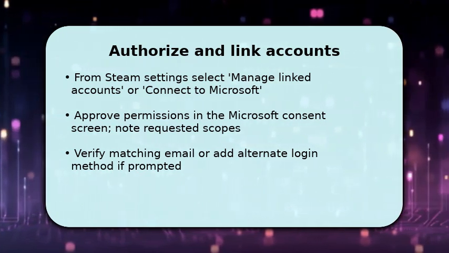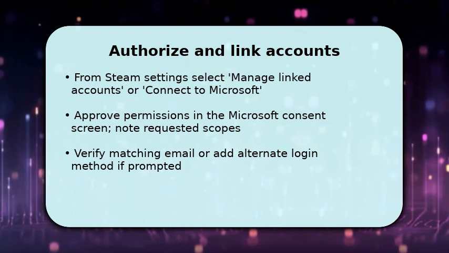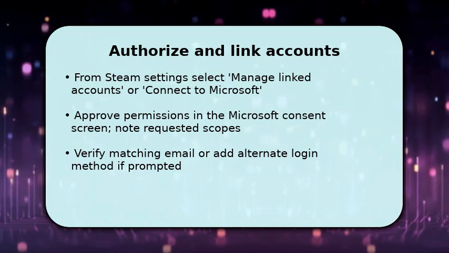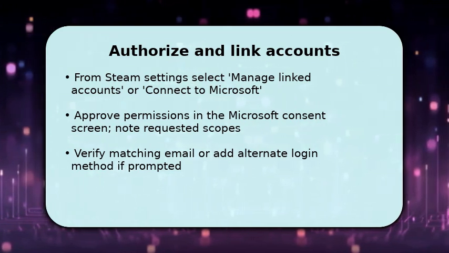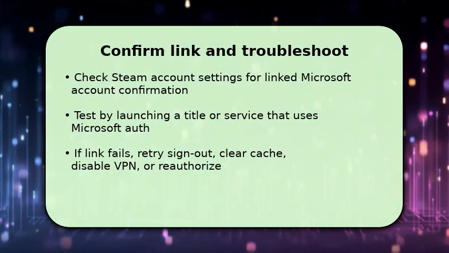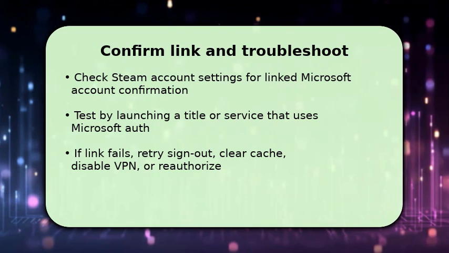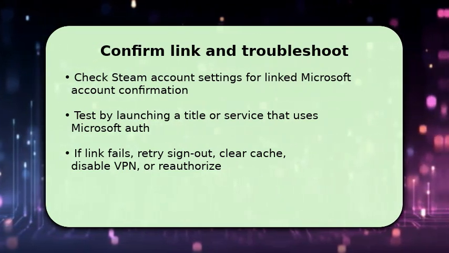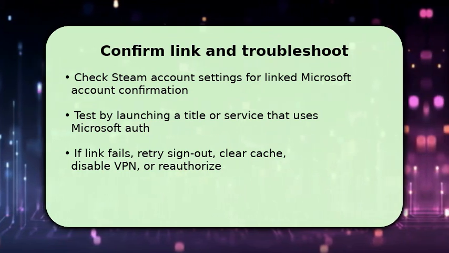Once you accept, Steam receives a token and begins linking. If you see a confirmation, hold on and proceed to final verification. Finish by confirming the link in Steam's account settings. You should see Microsoft listed as connected. Once confirmed, test by launching a game or feature that requires Microsoft authentication to ensure tokens refresh correctly.